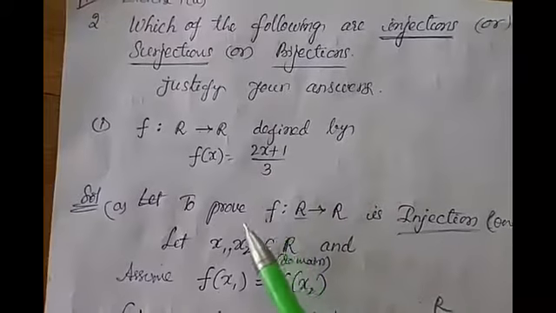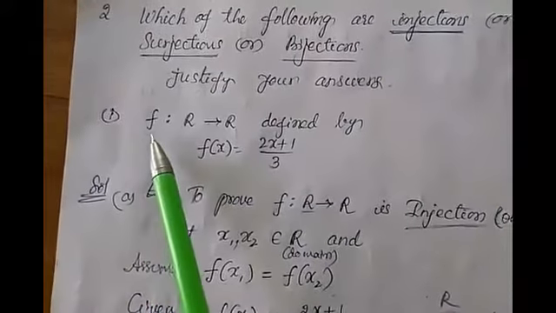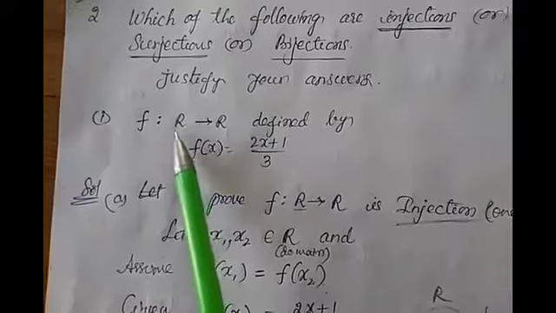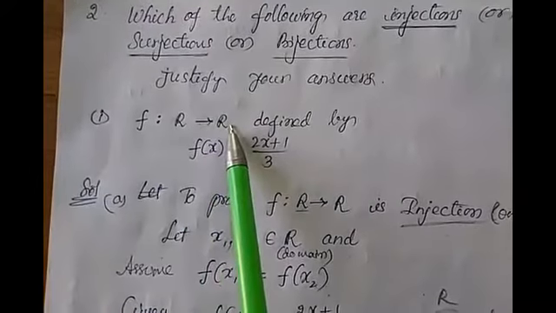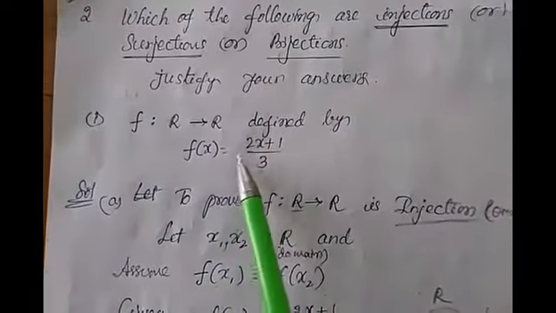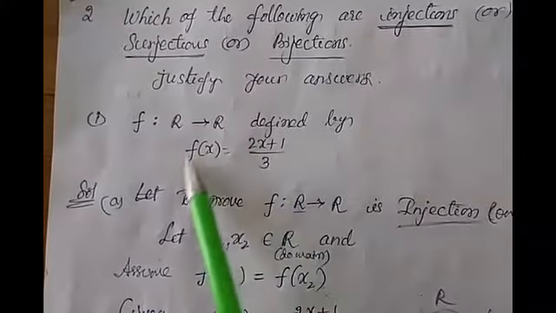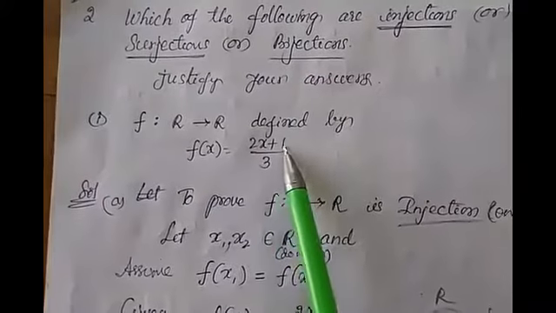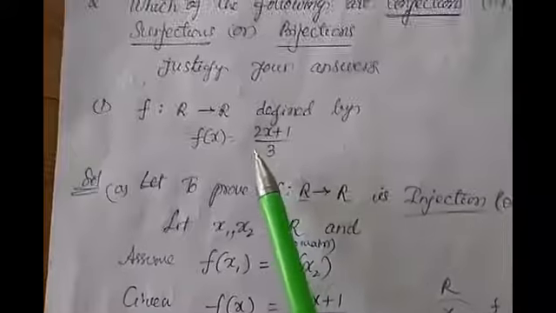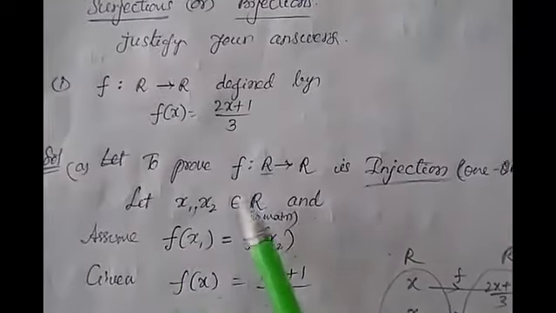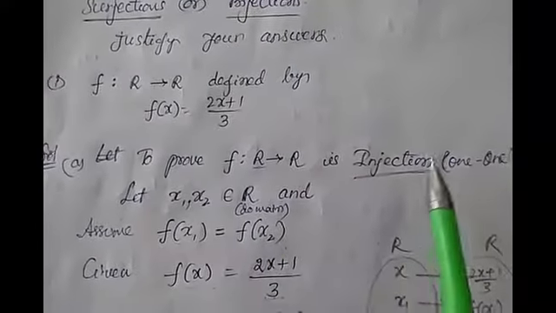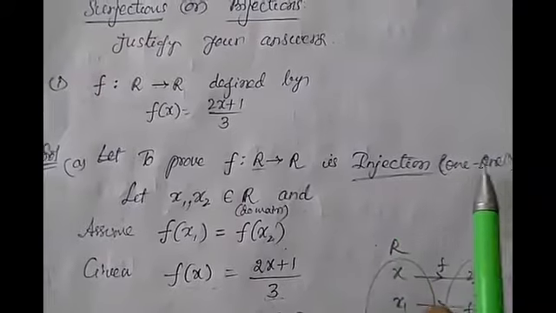1 by 3. Here f is a function defined from the real number set to the real number set such that f of x is equal to 2x plus 1 by 3. The given function is f of x is equal to 2x plus 1 by 3. Now we have to show that the function f from R to R is an injection. That means a 1-1 function.